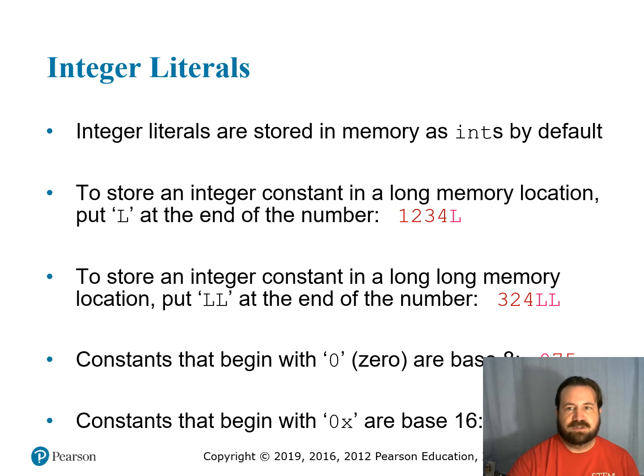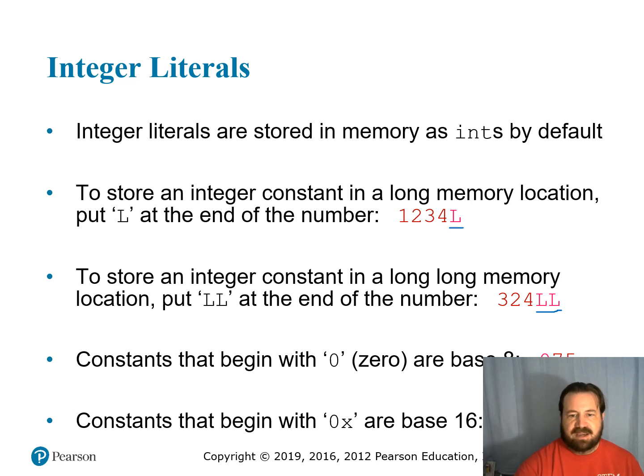An integer literal, any string of numbers without a decimal point, is assumed to be an int by default. If you put an L at the end of it, it converts it to a long integer. 2 L's converts it to a long long. If you prefix it with a 0, the compiler is going to assume that you meant to put that in base 8. So this is not actually 75. This is 7 times 8 plus 5.